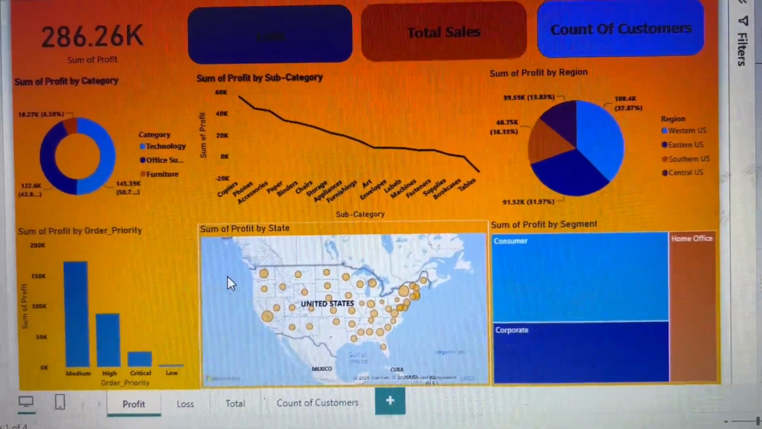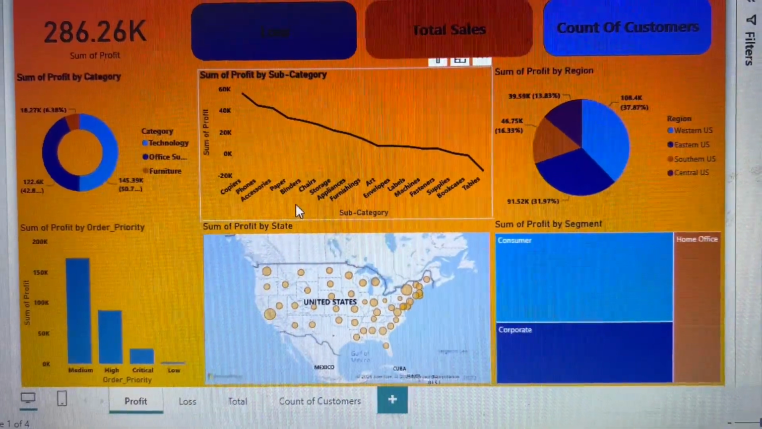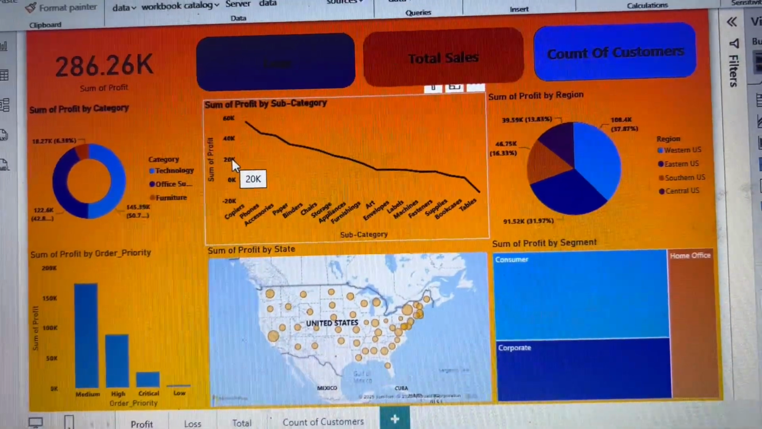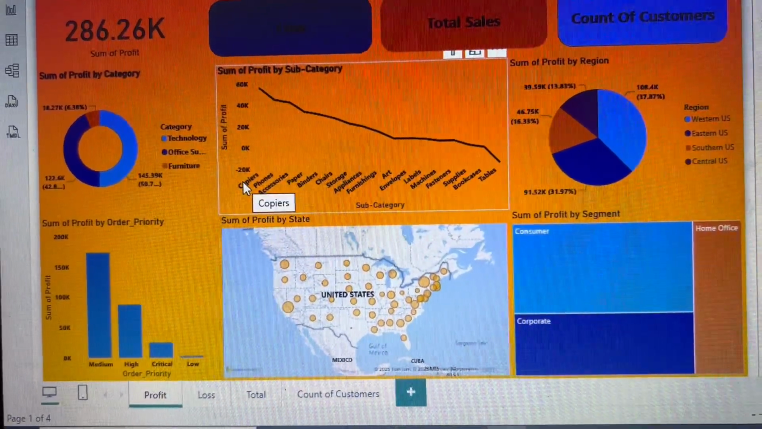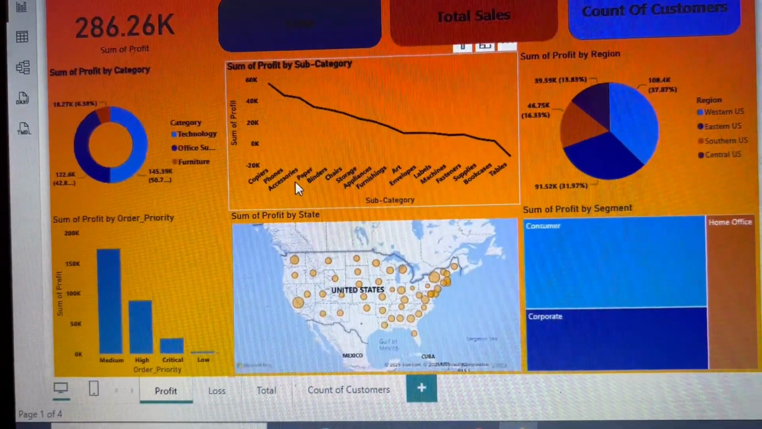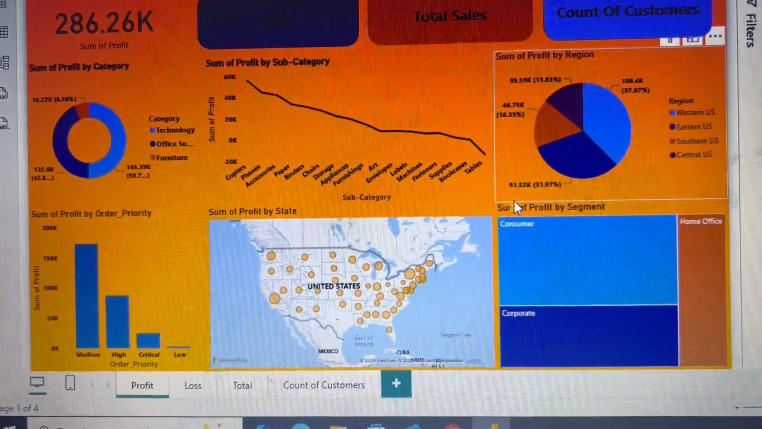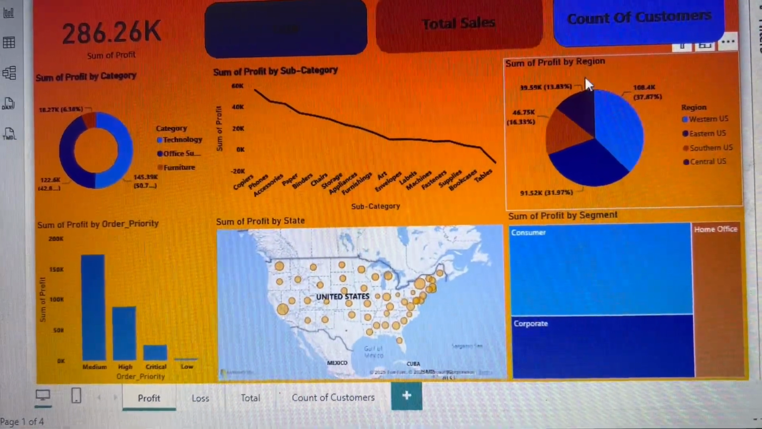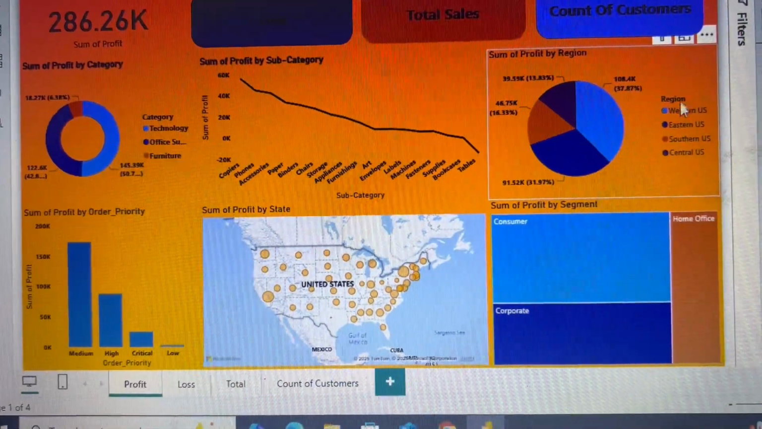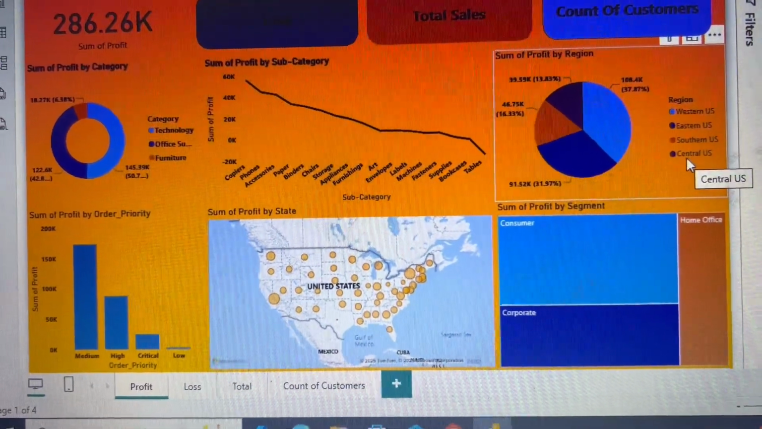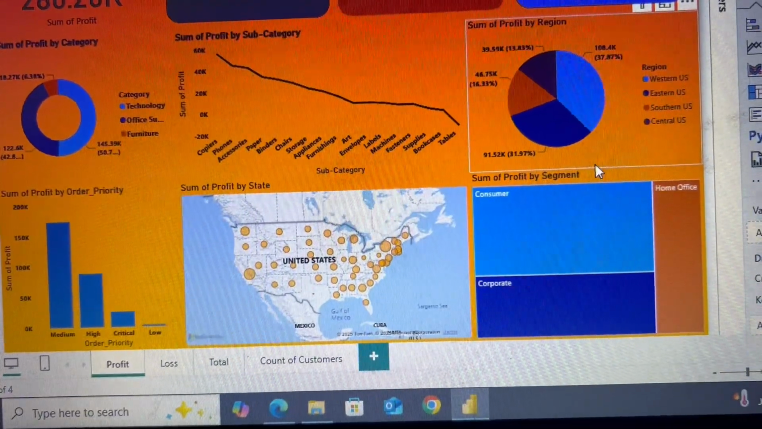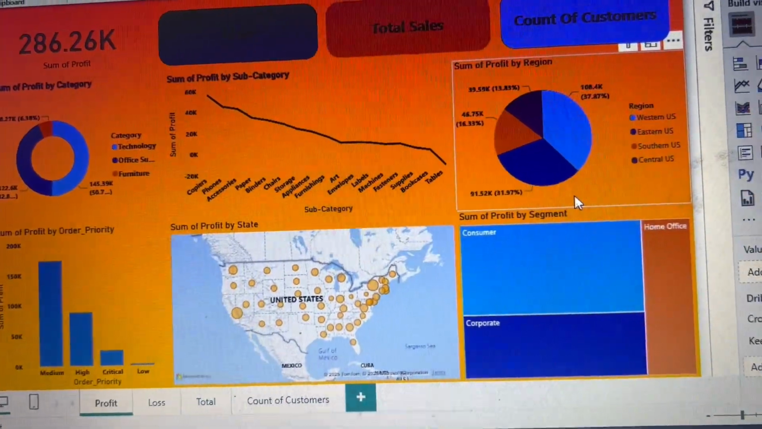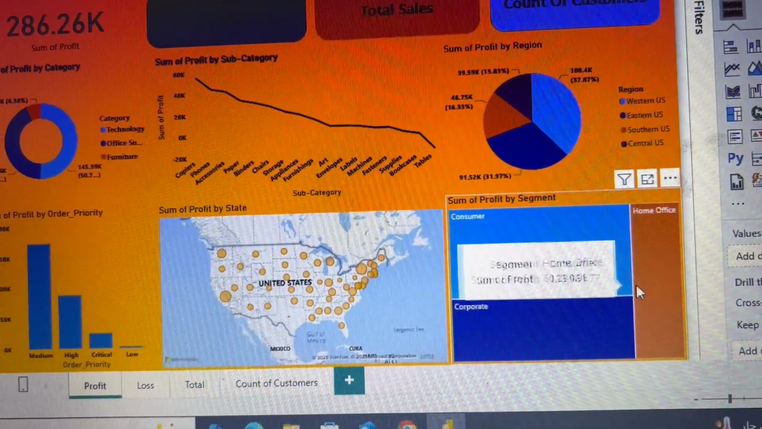Then the sum of profit by each state in America. This chart tells me sum of profit by each subcategory. Subcategories like copiers, phones, accessories, paper, binders, and that. Next, I added this pie chart, which tells me the profit by each region: the western, the eastern, the southern, the central. Then I added this tree map chart by the sum of profit by each segment: consumer, corporate, and home office.